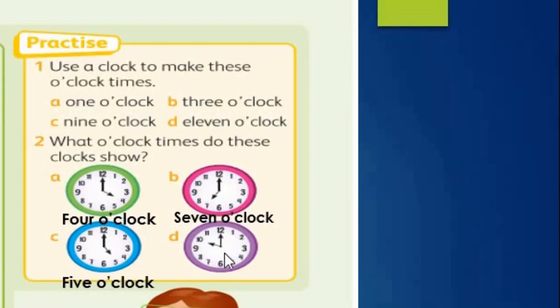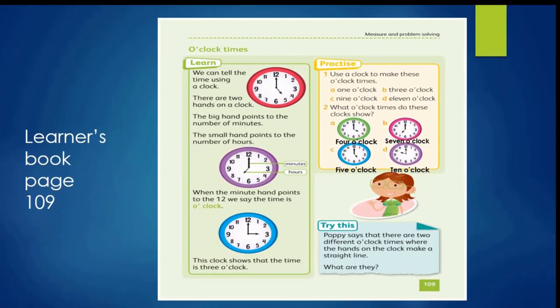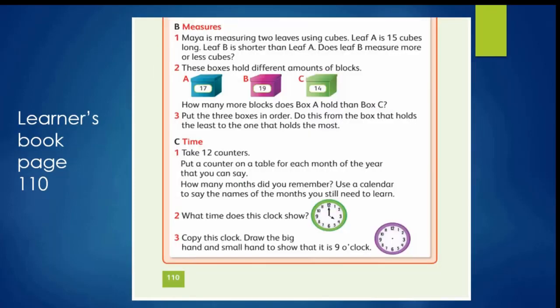D, the last one. Look at this clock. The small hand is on 10. The big one is on 12. What time is it? Think about it. 10 o'clock. Great job. Well done, guys. It's 10 o'clock. Why? Because the small hand is on 10 and the big one is on 12. Now, open page 110.